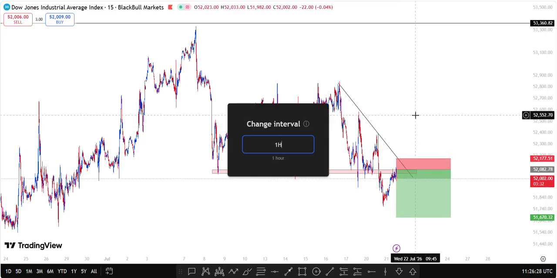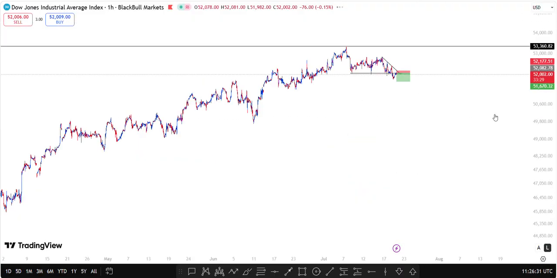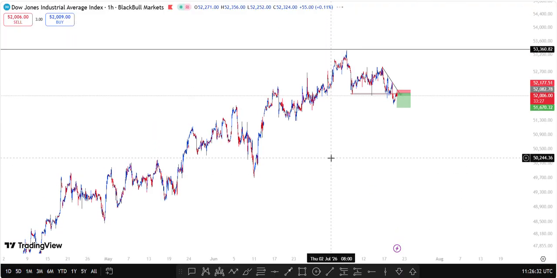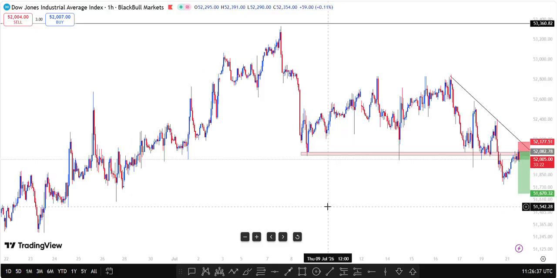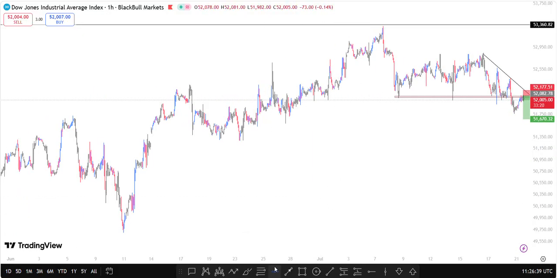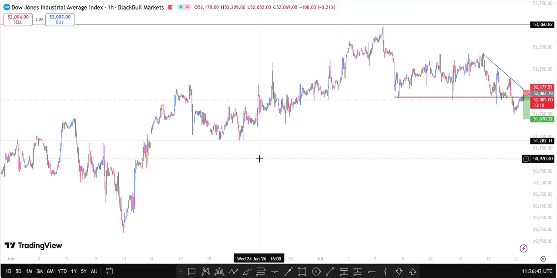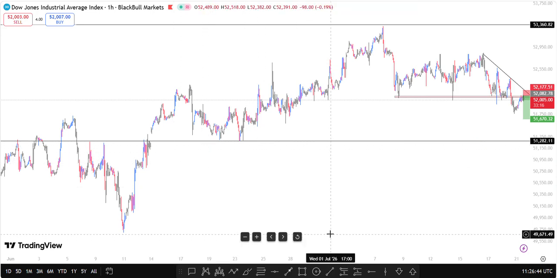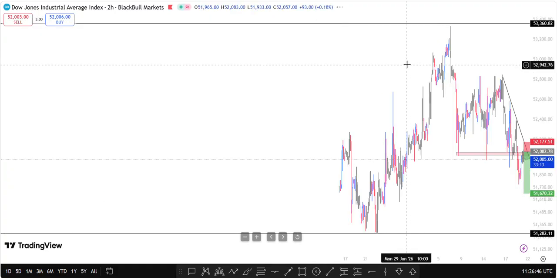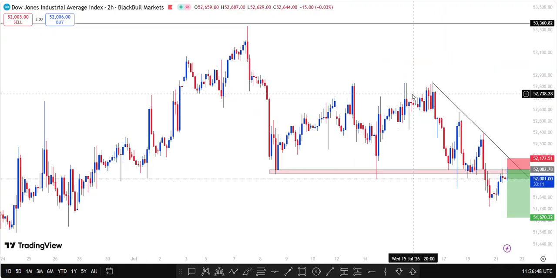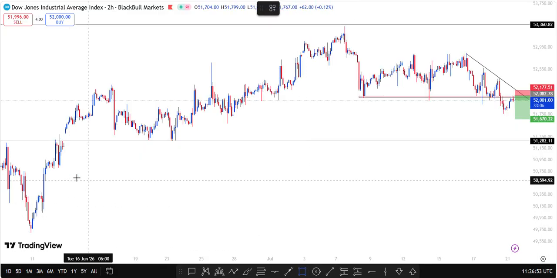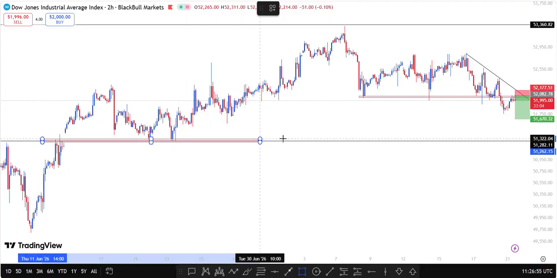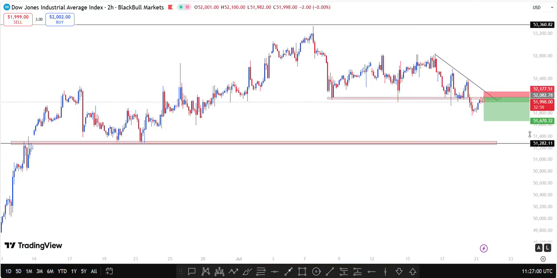Now, where would I target this trade to go? This would be a trade where I'm looking to hold up until this area right here in the market. Because as you guys can see, this area is a key level. This is a support area in the market right now.